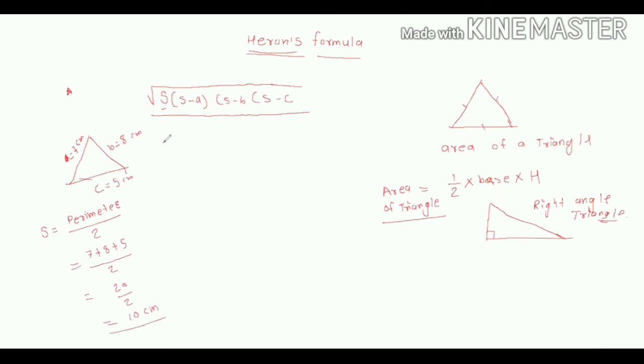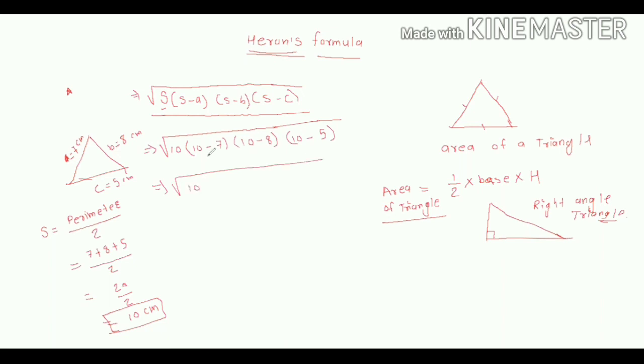Now I am putting all values in Heron's formula. S is equal to 10, so I write here 10. 10 minus, what is the value of A? 7. 10 minus, what is the value of B? 8. 10 minus, what is the value of C? 5. This is how I put the values in Heron's formula.